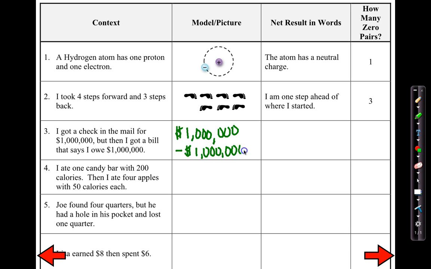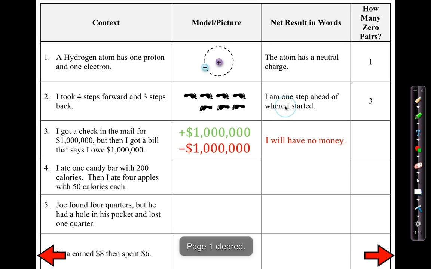Okay, so what is the net result in words? Well, guess what? Since you got $1 million, but you ended up owing $1 million, you have nothing now, right? You spent it. You have no money at all. You had $1 million, but you had to pay your debt of $1 million, so you have nothing.